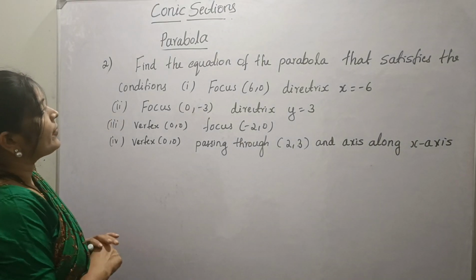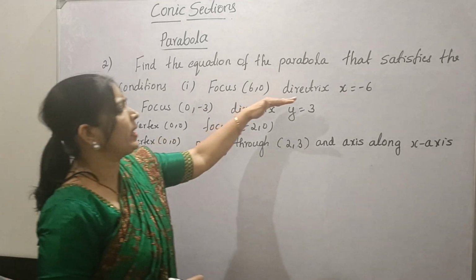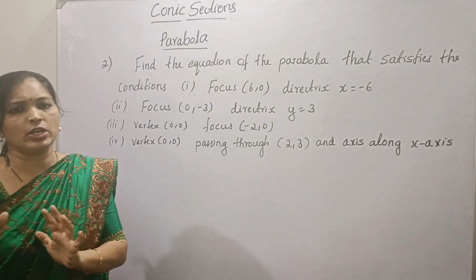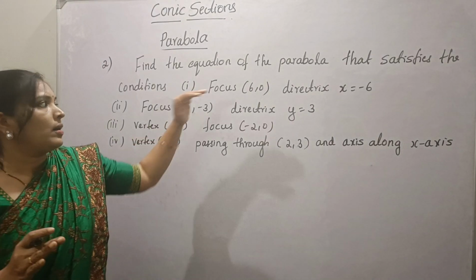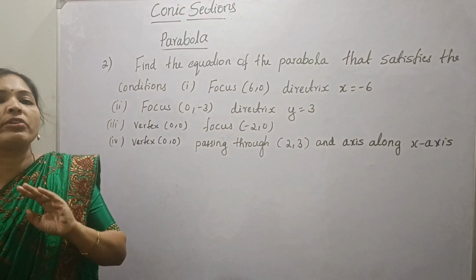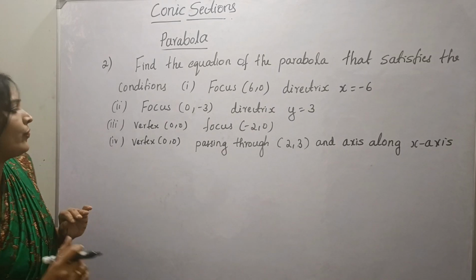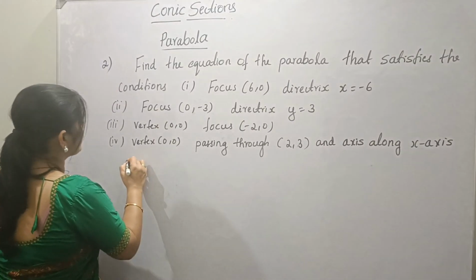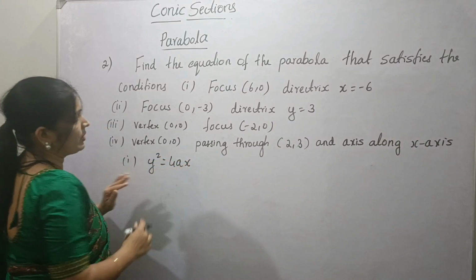Here, the first one, focus is (6, 0). This one, no need. If it is given, we can find the equation, right? Since the focus is (6, 0), the parabola is along the positive x-axis. Therefore, we can write the parabola in the form y square is equal to 4ax, right?